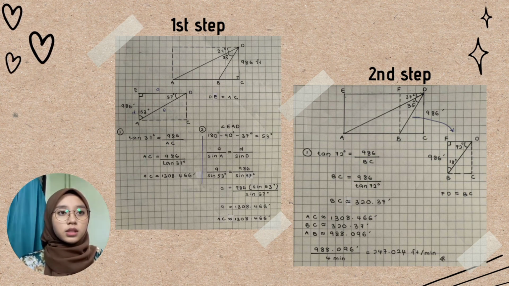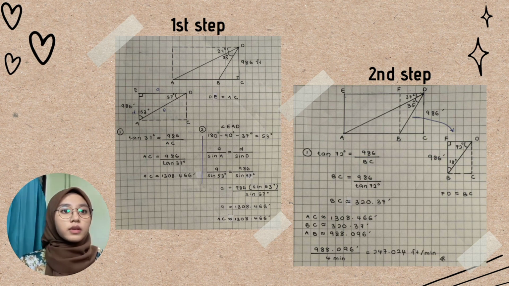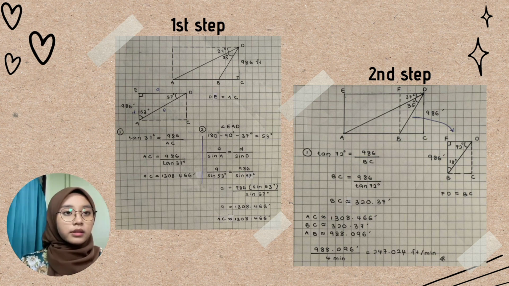Okay, so for this question, it also has two methods as in the first question, but I will explain one method only. We can use the first method because it's very simple compared to the second method. First of all, we need to find the length of AC. We can use the ADE triangle. You can notice that the length of DE is the same as AC. The same goes for EA and DC. So, we can use the formula tan 37 equal to 986 over AC instead of DE.